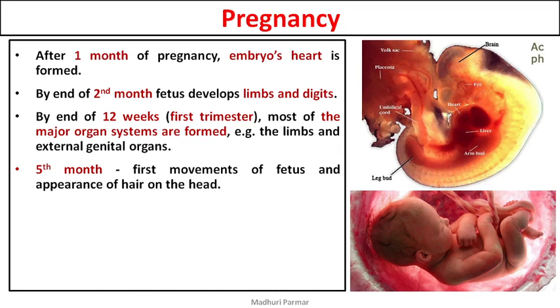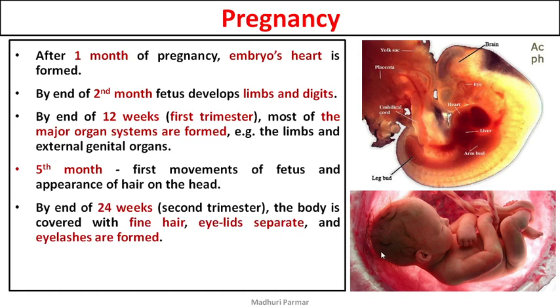By the fifth month, which is in the second trimester, you can find the first movements of the fetus. The first time it starts to kick or move around, this movement can be felt. There is also appearance of hair on the head. So here you can see there is hair present on the head.